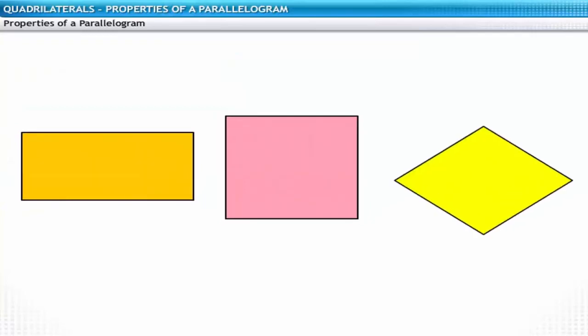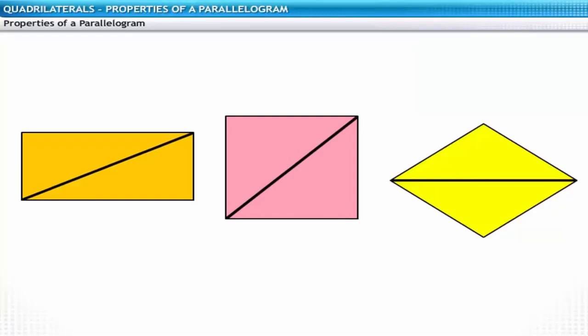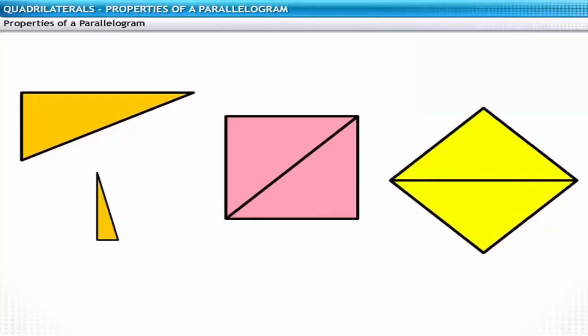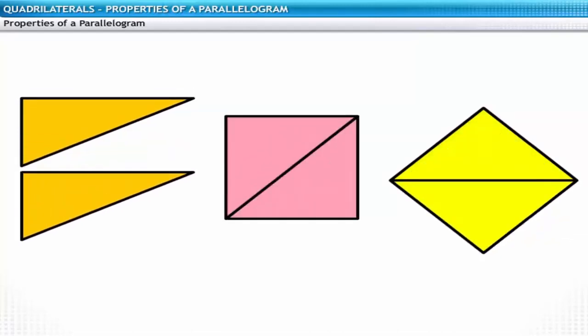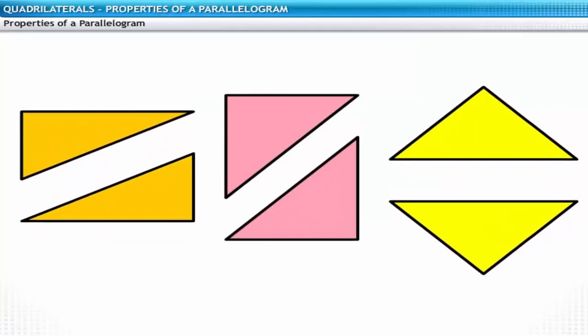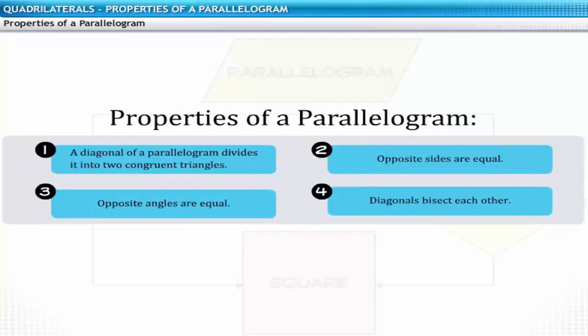Now, let's check that the properties of a parallelogram also hold true for rectangles, rhombuses, and squares. Let's draw any one of their diagonals. You will notice that in each case, a diagonal divides it into two congruent triangles. Thus, all the properties of a parallelogram hold true for rectangles, rhombuses, and squares. Let us now try to prove some of the properties of a parallelogram.